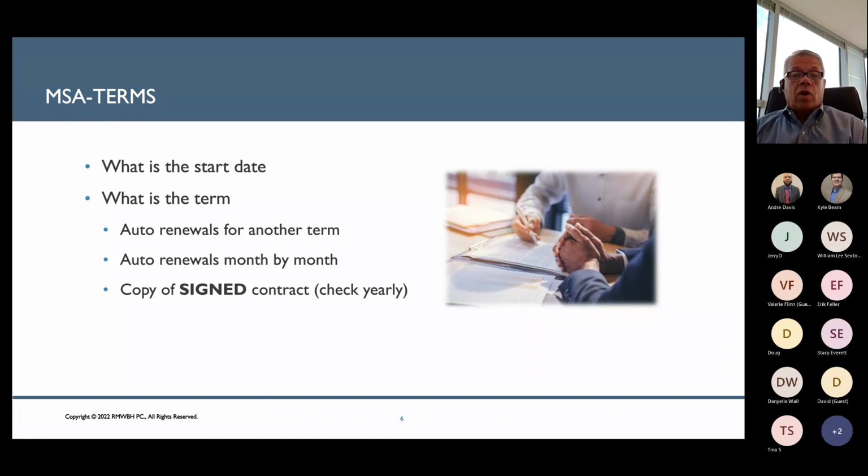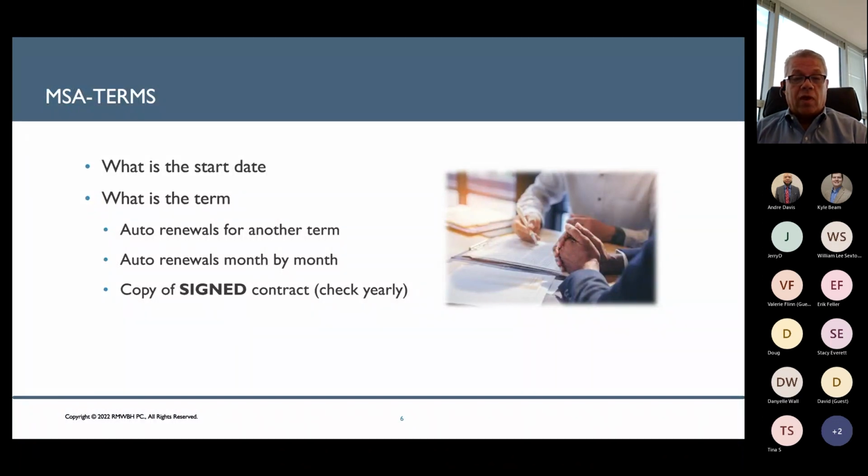Obviously the first thing you want in the contract is the start date and the term. We see a lot of agreements that don't really address these things head on, or they're not clear. You want to know clearly what the start date is, what the term of the agreement is, and what happens at the end of that term. If you sign a year contract with a vendor, does it automatically renew for another year? Is it a renewal for month to month?